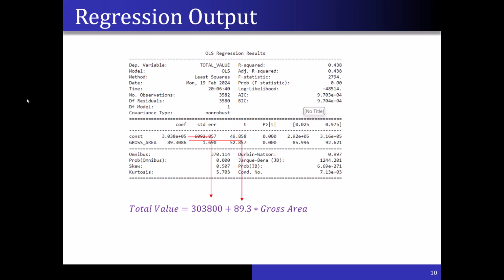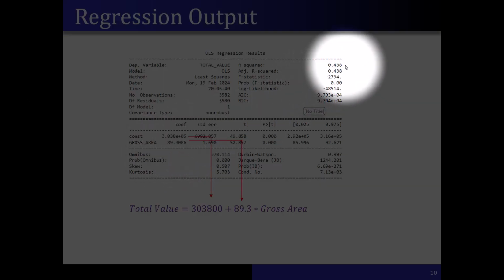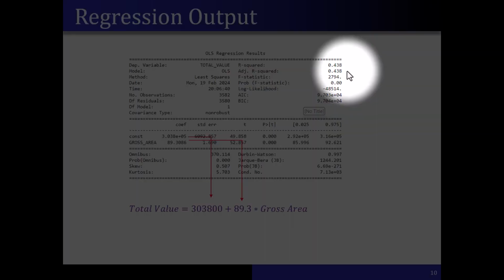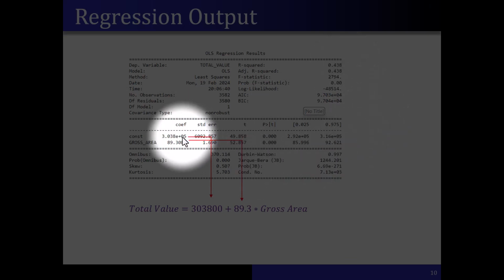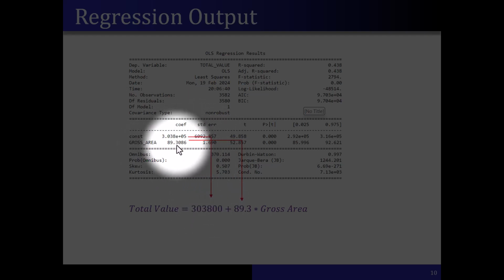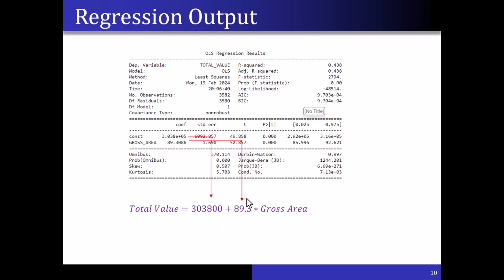This is a very generic regression output which I got from Python. The coefficients of the regression equation are given here and R square is given here. Right now, gross area, one variable by itself, is explaining almost 44% of the variation in total value. And the coefficients can be converted into an equation like this. The constant is going to be the intercept here, and the coefficient of gross area is going to be the slope here. So this is a simple linear equation in which there is only one x and one y.